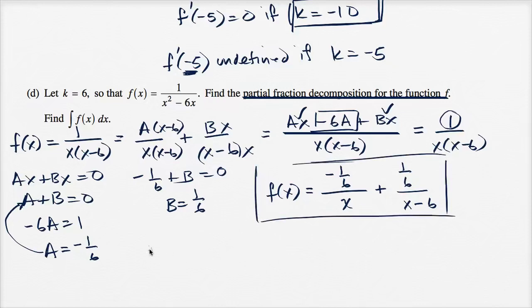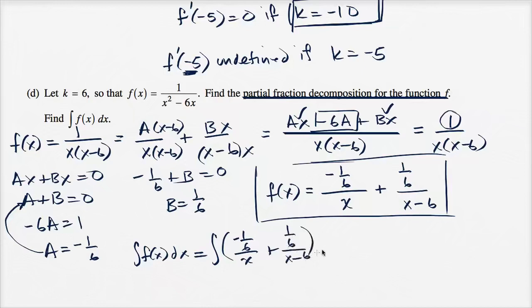And if I want to evaluate the integral, the indefinite integral of f of x, that's where this partial fraction decomposition is going to be valuable. That's going to be the indefinite integral of negative 1/6 over x plus positive 1/6 over x minus 6, and then we have dx. Well, what's the antiderivative of this right over here? The antiderivative of 1 over x is the natural log of the absolute value of x. And so this is going to be negative 1/6 times the natural log of the absolute value of x. That's the antiderivative of this part.